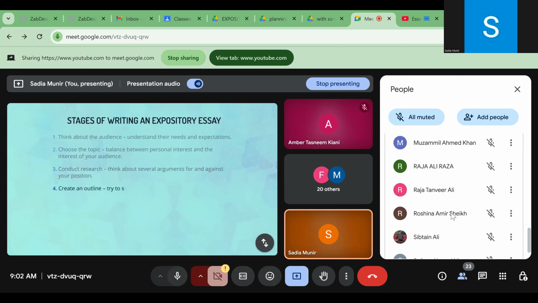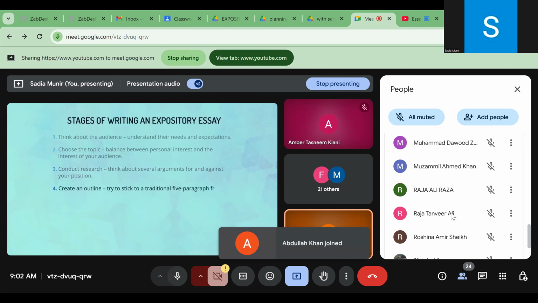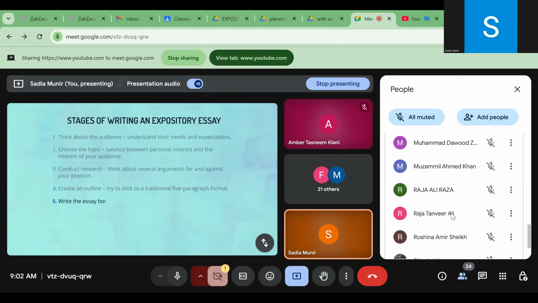4. Create an outline. This step will help you to say exactly what you want to say. While creating a framework, it is recommended to stick to the traditional 5-paragraph format with an introduction, 3 body paragraphs, and a conclusion. 5. Write the body of the essay. At this stage, every idea should be turned into paragraphs, which together form an eloquent but concise body.